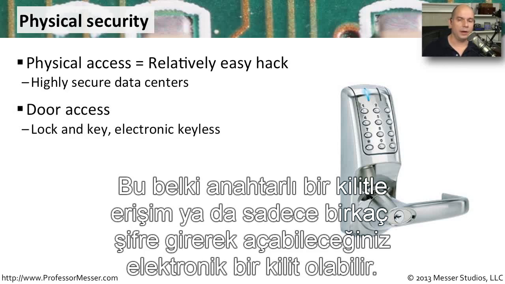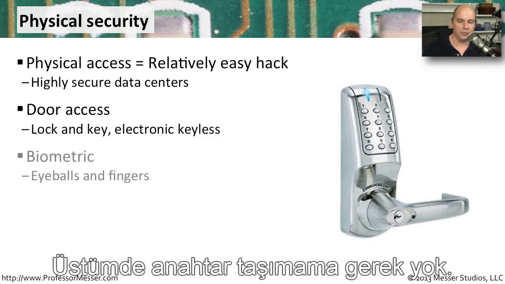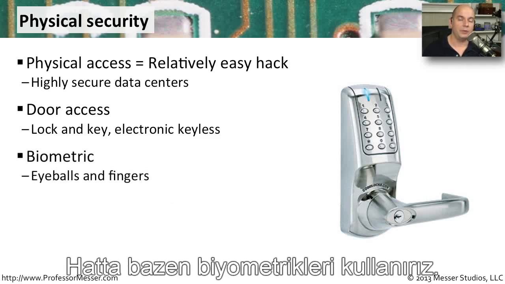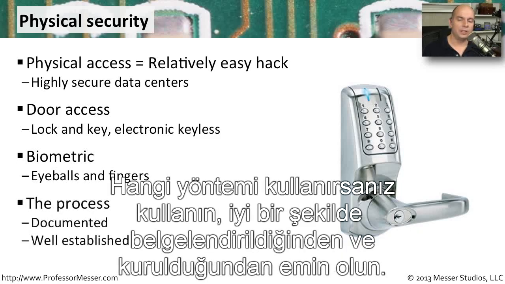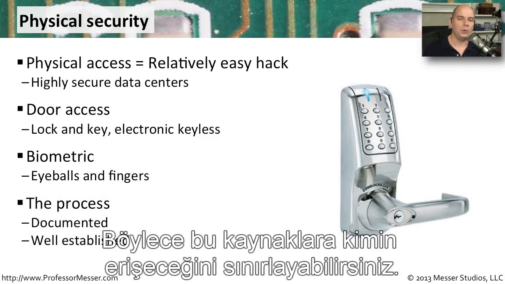Maybe it's something like a door access with a lock and key, or maybe it's something electronic where I can simply type in a few numbers. I don't have to carry a key around. Sometimes we'll even use biometrics. There'll be a fingerprint reader or a palm reader so that you can gain access through the door that way. Regardless of what method you use, you want to be sure that it's well documented and that it's well established so that you can limit the people who have access to those resources.